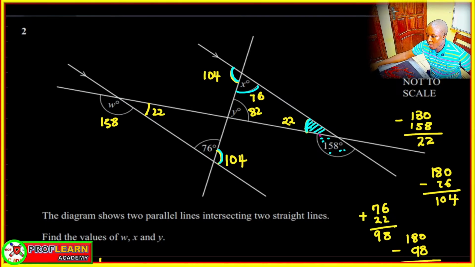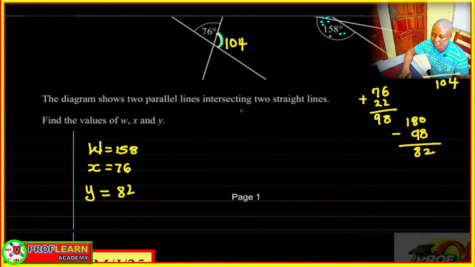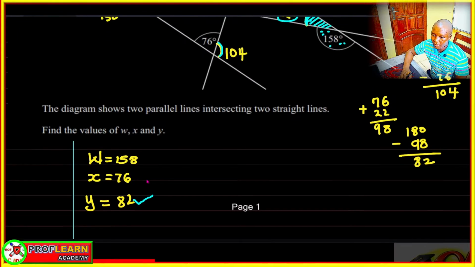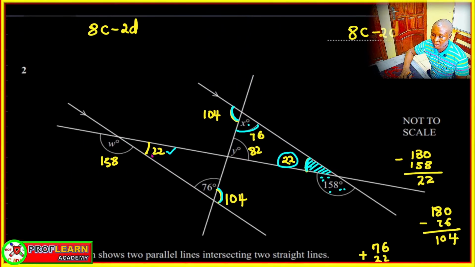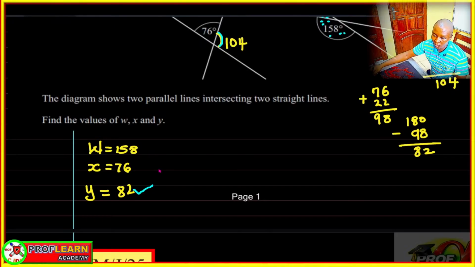angle is going to be 180 minus 158, which is going to translate to 22. And if this is 22, this angle also is 22. Then if you add this angle and this minus 180, we're going to get 82. So y is going to be 82 as shown here, and w is going to be 180 minus 22 minus 22, and that's going to translate to 76. So basically that's what you are supposed to do in that particular question.